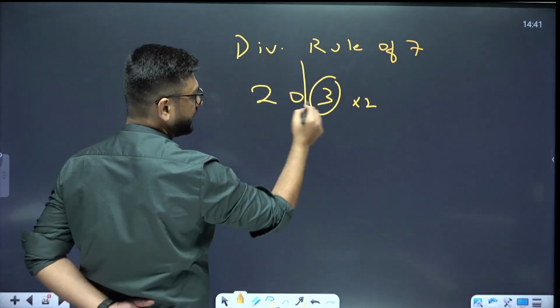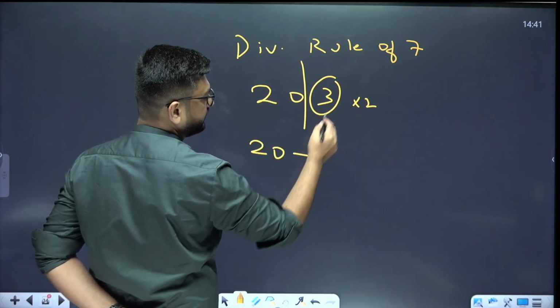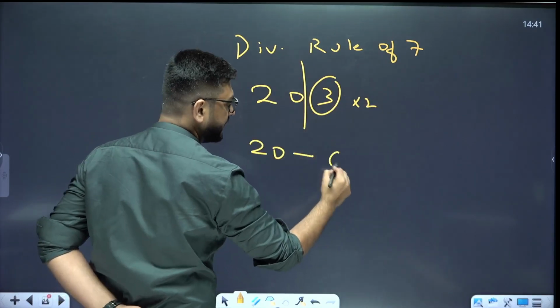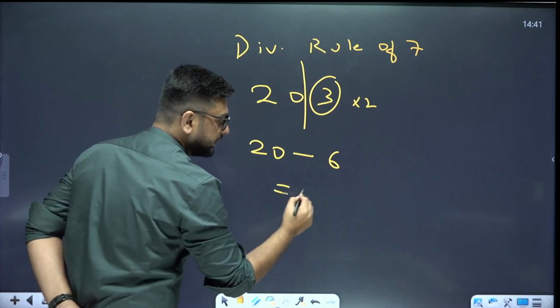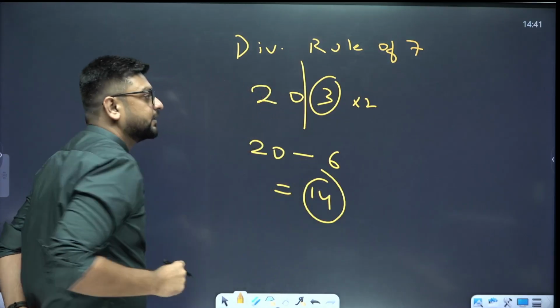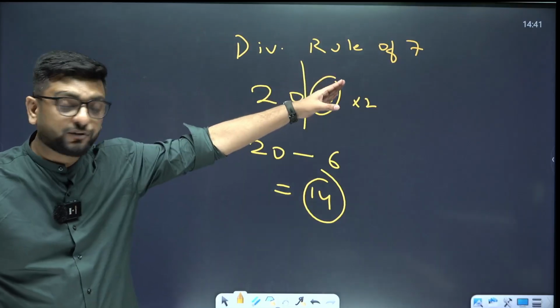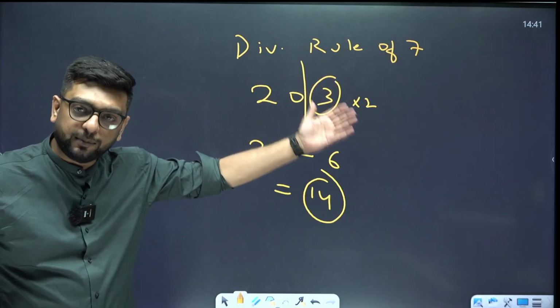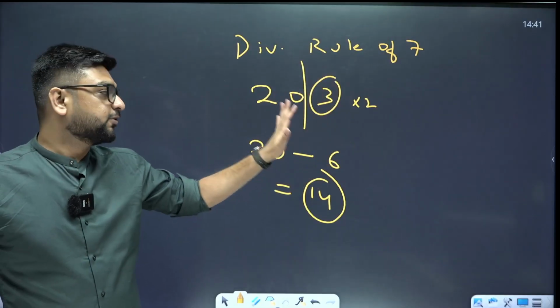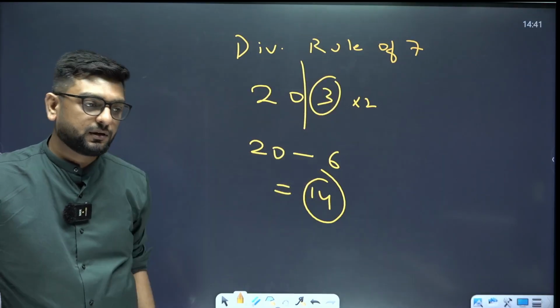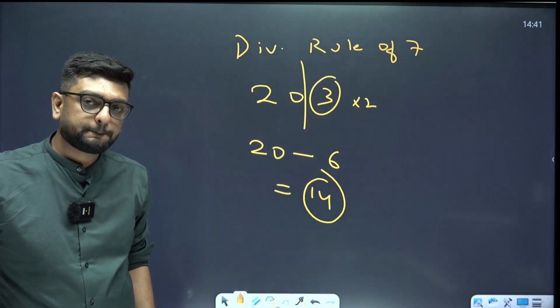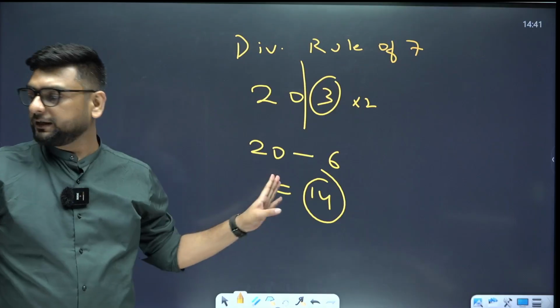That means here I take 20 minus 2 into 3, which is 6. 20 minus 6 is 14. It is divisible by 7. Is it clear? What I have to do is take the unit digit, multiply it by 2, and then subtract it from the remaining number. Clear? Is this divisibility rule clear? All right.